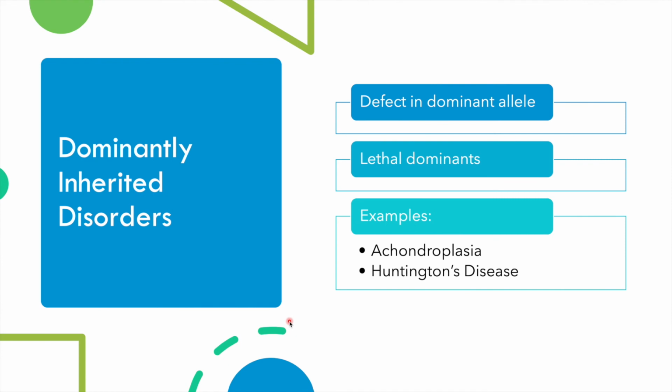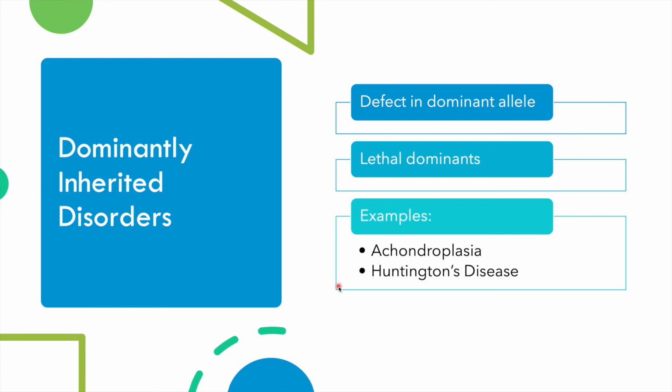In dominantly inherited disorders, the defect exists in the dominant allele. Achondroplasia, or dwarfism, affects people who are heterozygous for the gene. People who are homozygous dominant will not survive at birth. Normal individuals are homozygous recessive.